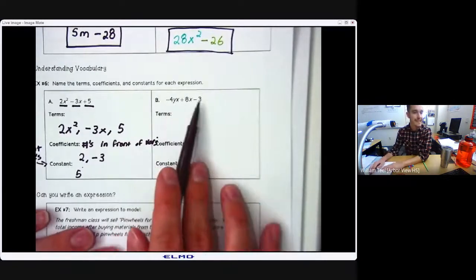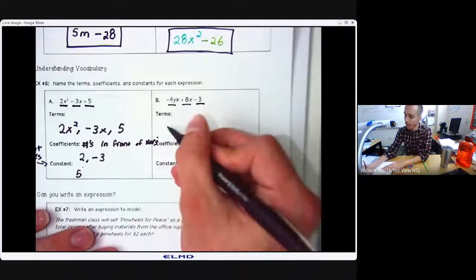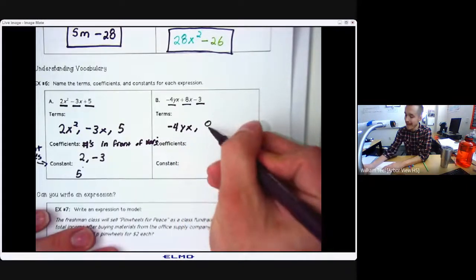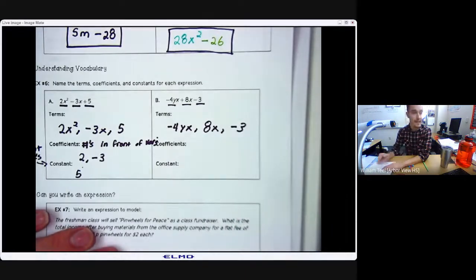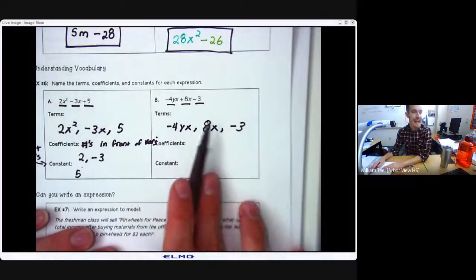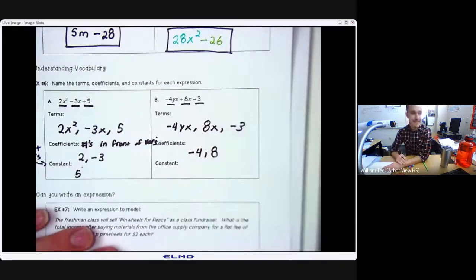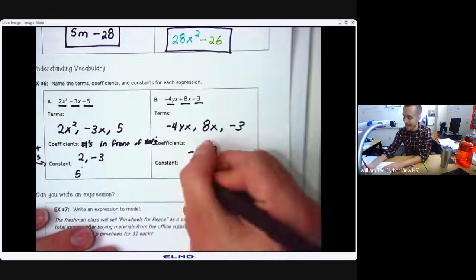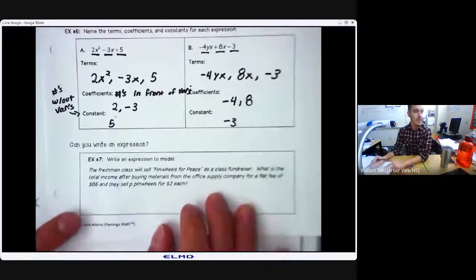So my terms for this expression, each individual part of the expression, I have negative 4yx, I have positive 8x, and I have negative 3. Those are my three terms. My coefficients, all of the numbers attached to the variables, I have negative 4 and positive 8. My constant, the number that is not attached to any variables, usually it's at the end, we're going to have negative 3. All right. So let's move on down to example number 7.